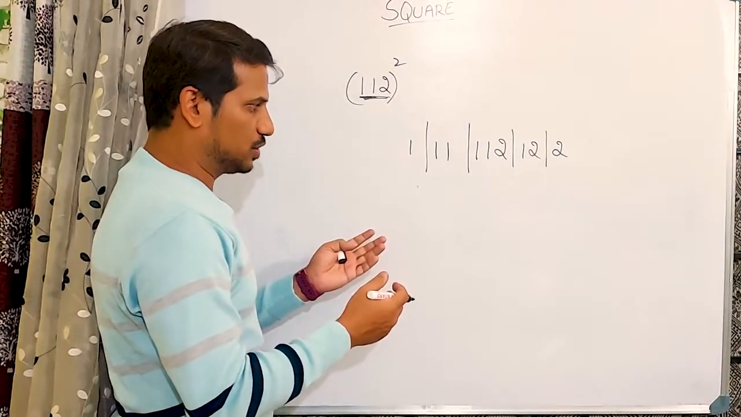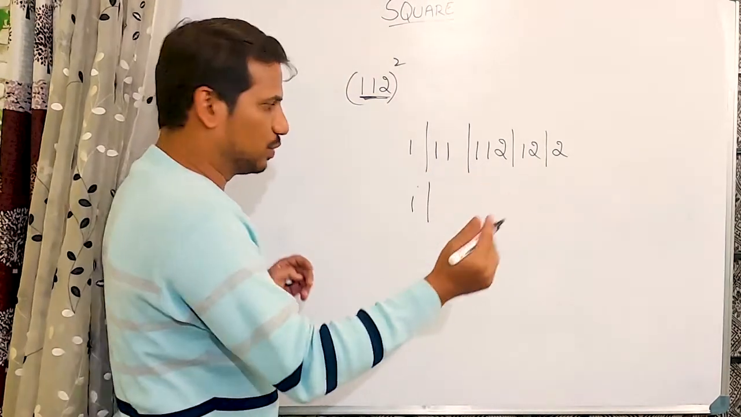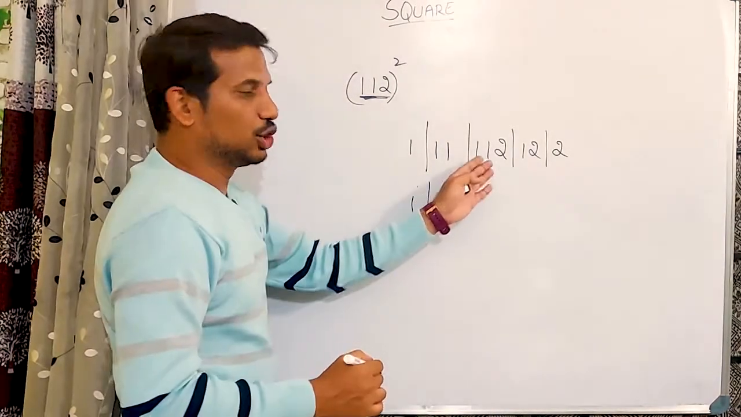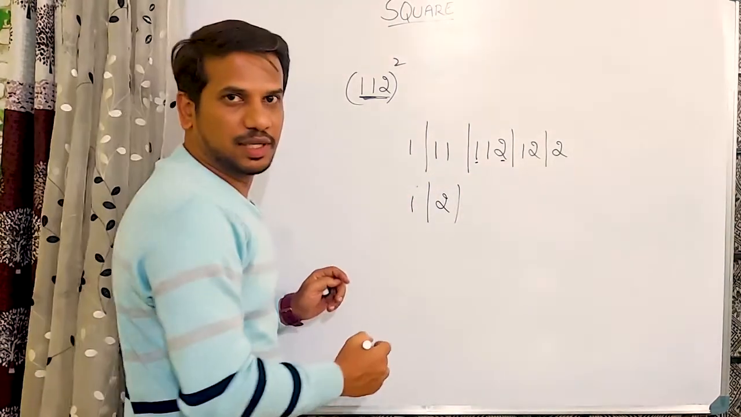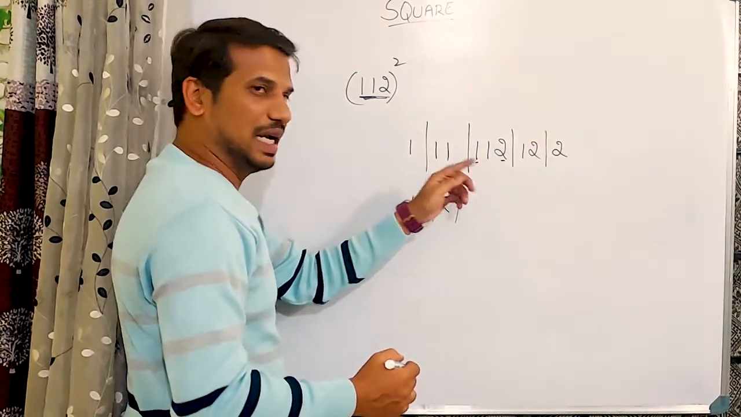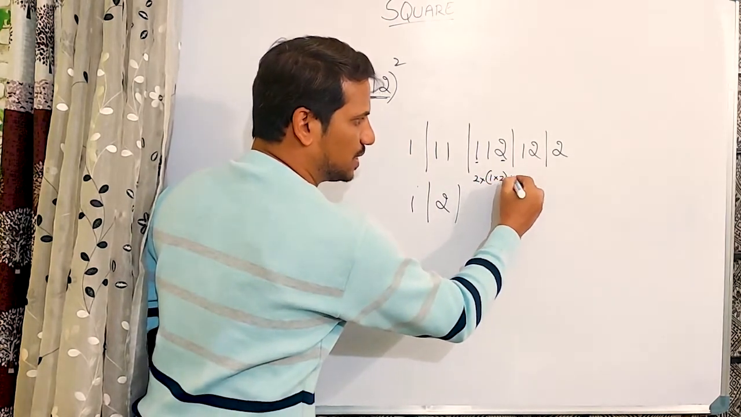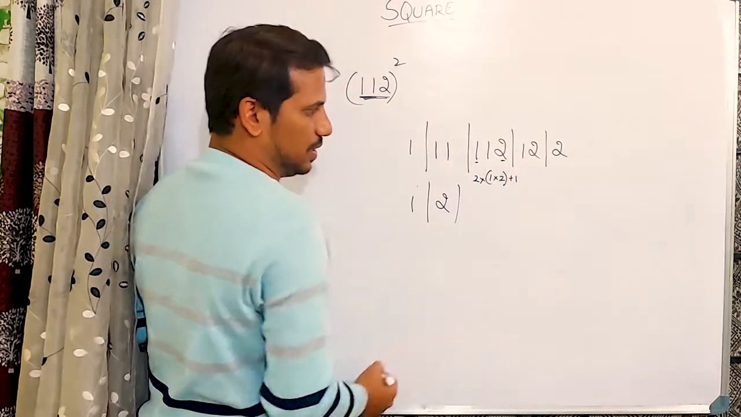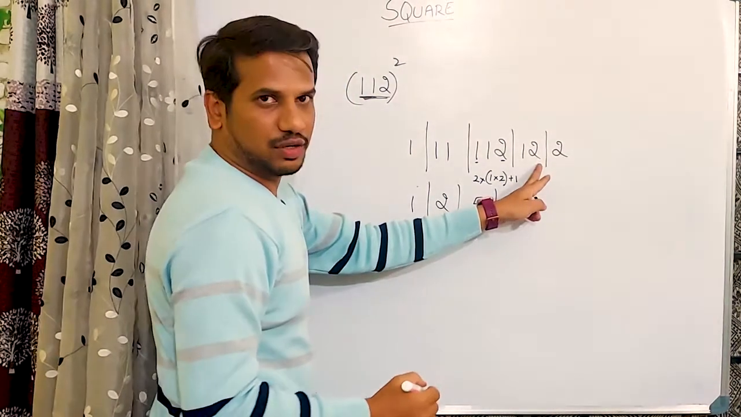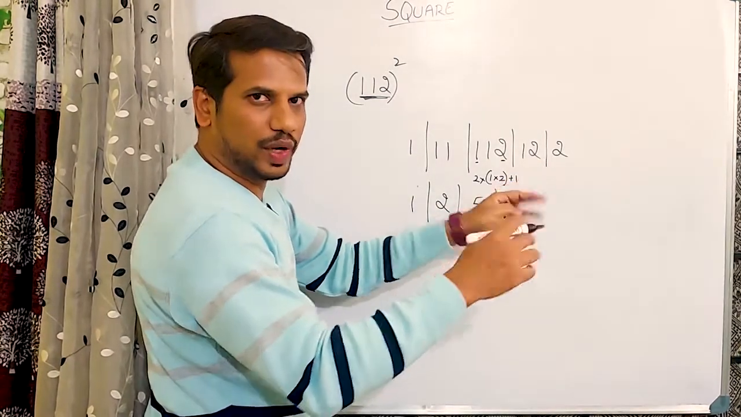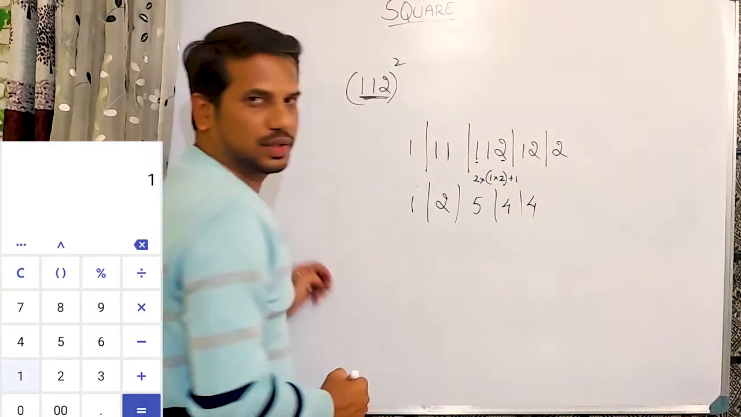Now we know how to find the duplex of numbers. So this is nothing but 1 square. Duplex of 11 is 2 into 1 into 1, that comes out to be 2. And then duplex of 3 digits, how? Twice the product of the numbers at the extremities, it is 2 into 1 into 2, plus the square of the number in the middle, that is 1. So this is nothing but 4 plus 1, 5. Now duplex of 12 is nothing but 2 into 1 into 2, so that comes out to be 4, and then this is the square of 2, which is 4.